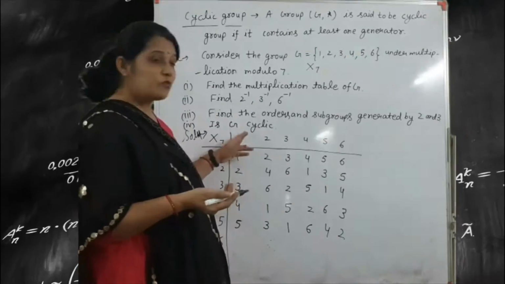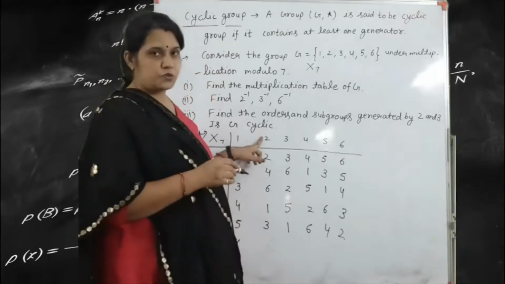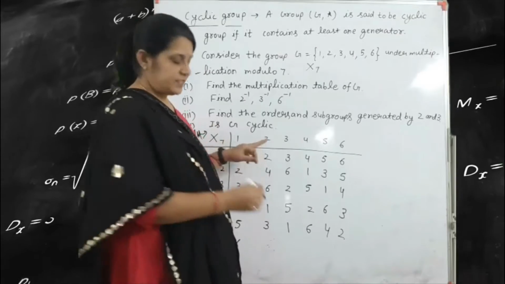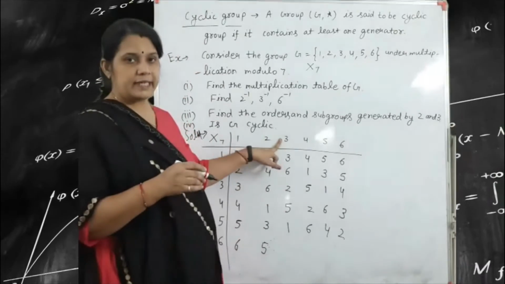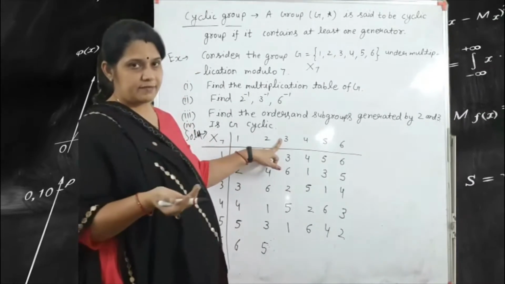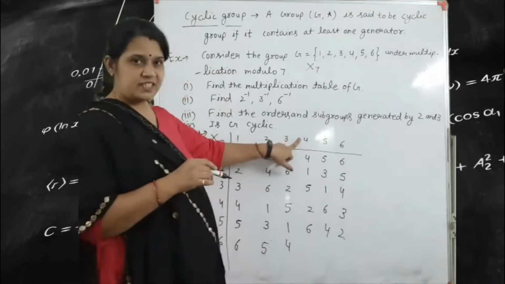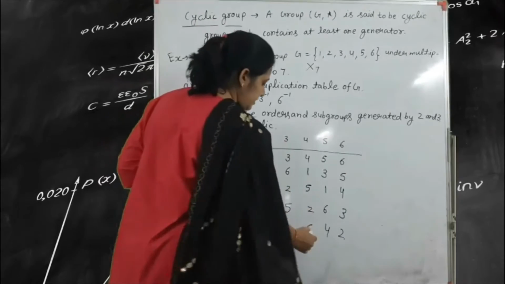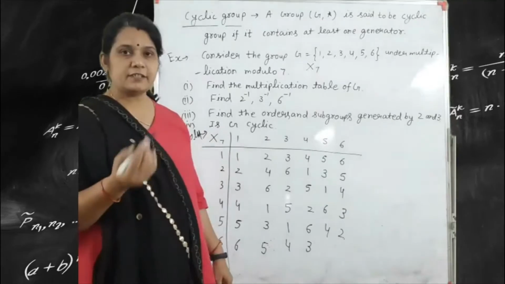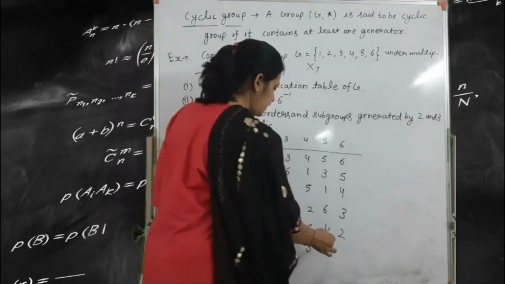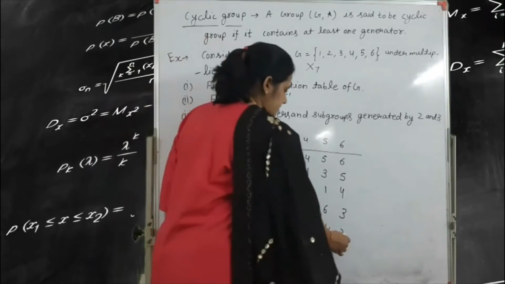6, obviously. So first you check here, 6 1s are 6. 6 2s are 12 divided by 7, so here we write 5. 6 3s are 18 divided by 7, so 4. Okay. 6 4s are 24 divided by 7, so the remainder is 3. Okay. 6 5s are 30 divided by 7, the remainder is 2. Okay. And 6 6s are 36 divided by 7, so the remainder is 1. Okay.